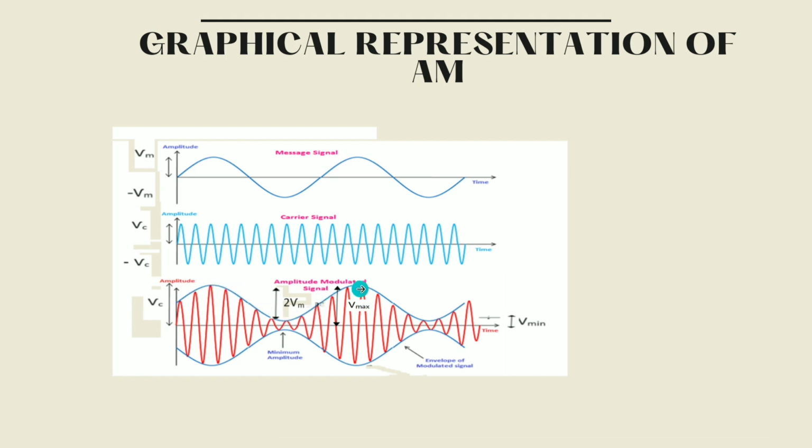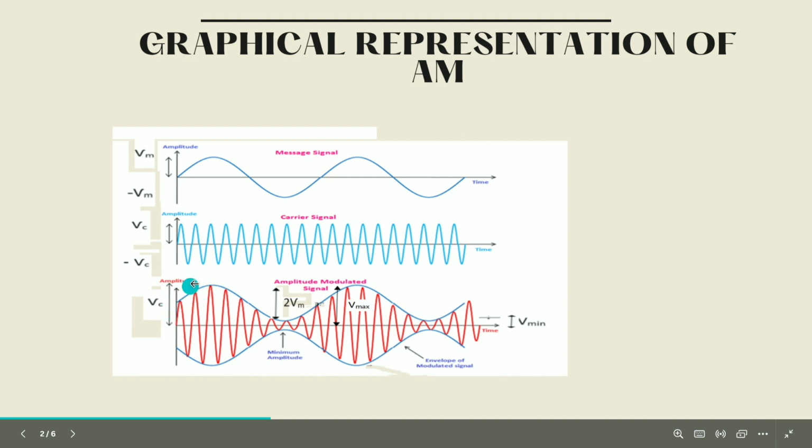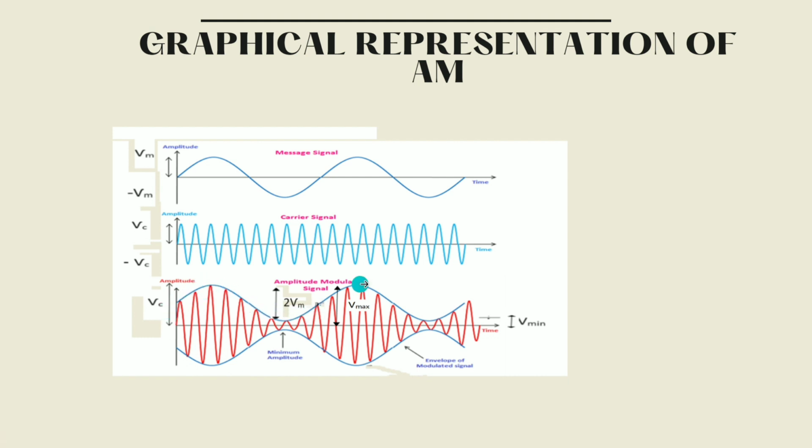This will be called the envelope of the amplitude modulated wave, or simply the AM envelope. So the AM envelope is nothing but your original message signal, because the carrier voltage is going to be varied with respect to the message voltage or message input signal.